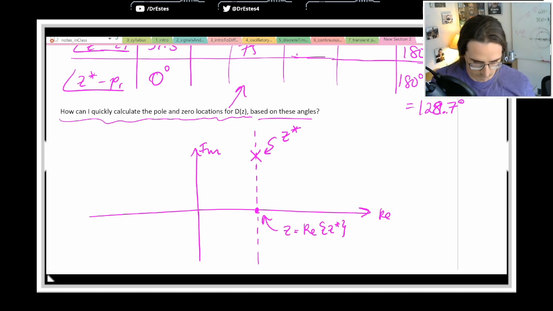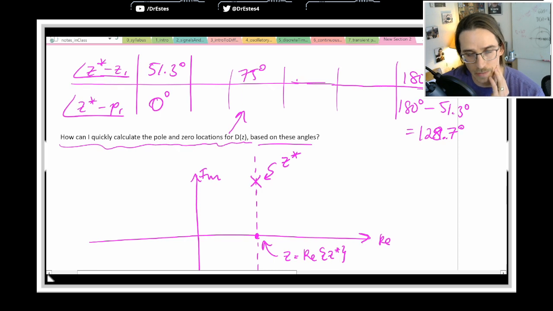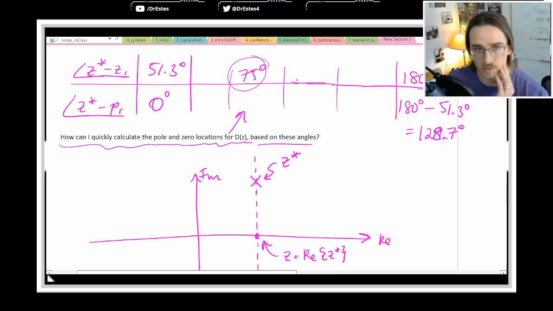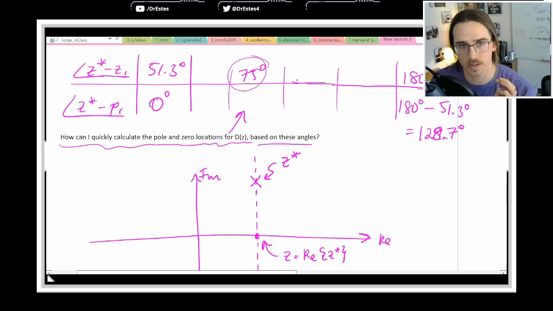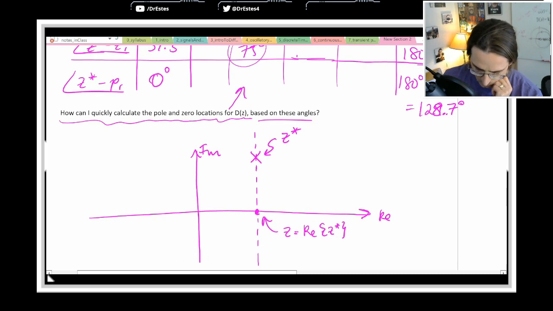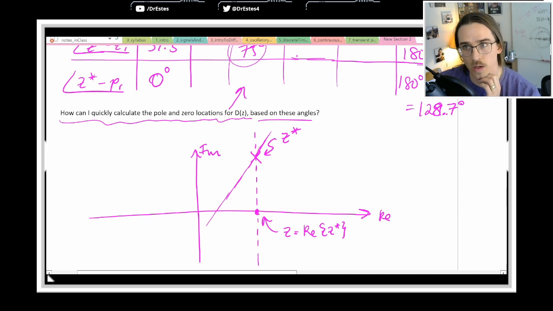Okay. And let's say I know the angle that I want to make with z star. Like from this table, let's say I have a 0 and I know I want it to make 75 degrees. So that 75 degrees, it's going to come from the ray that goes down to the real axis and intersects here.